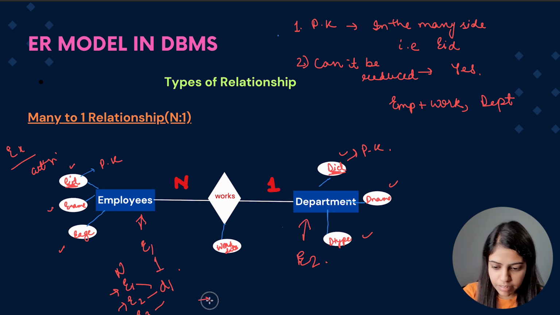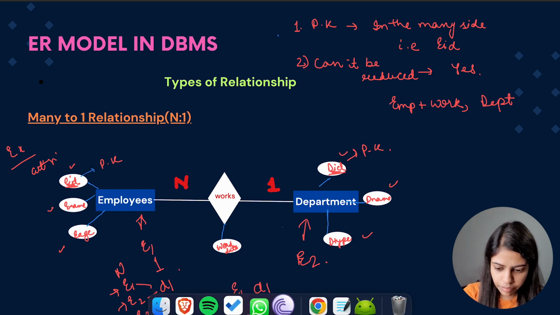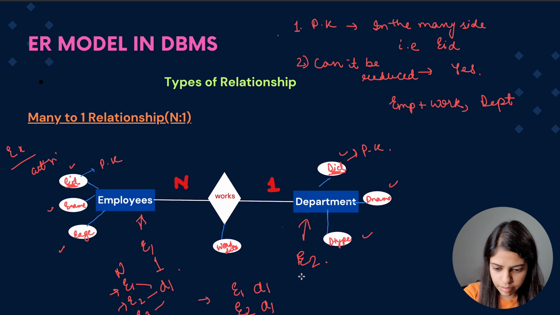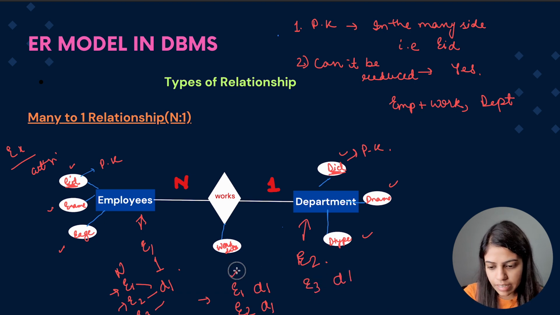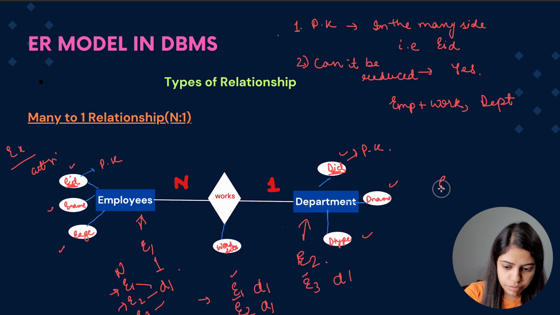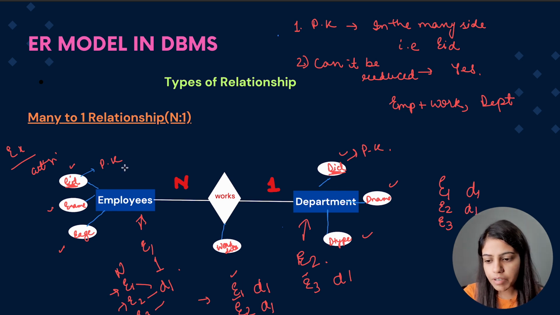So when we simplify this, we get E1 is working in D1, E2 is also working in D1, E3 is also working in D1. So you can see that E1, E2, E3, that is many employees, are working in the same department. So let me just write it here, E1, E2, E3 all are working in D1 department. Now we draw the tables for employee.